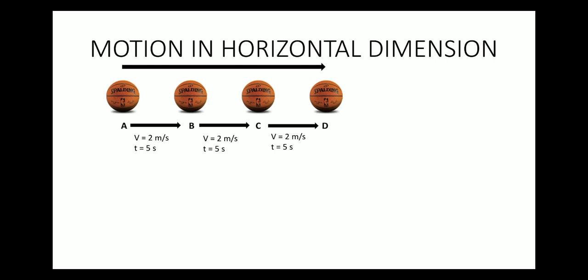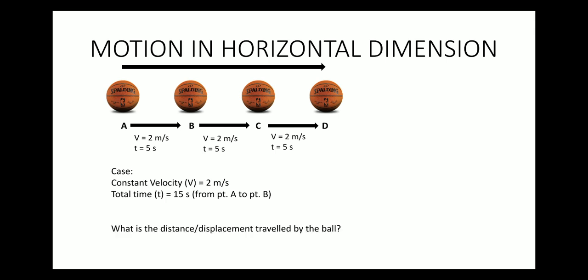From here, we can say that the velocity is constant, which is 2 meters per second, and the total time is 15 seconds from point A to point D. So the question is, what is the distance or displacement traveled by the ball?